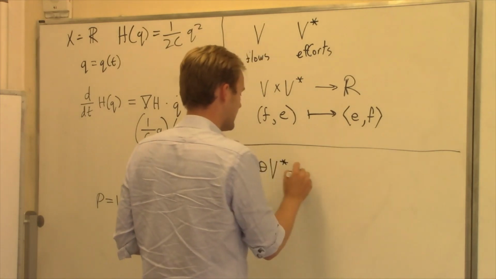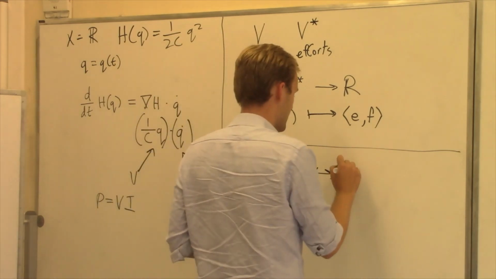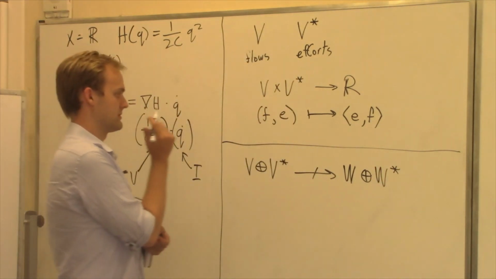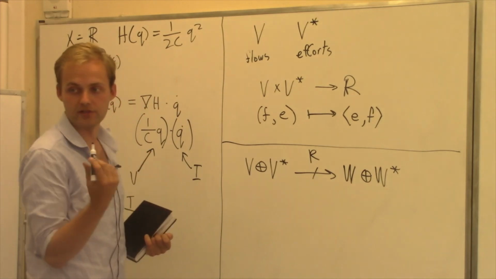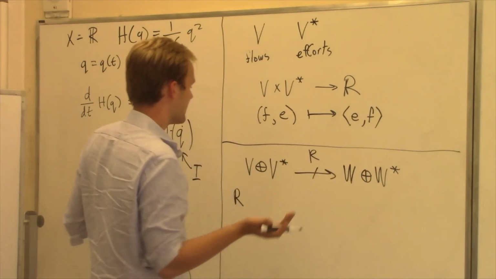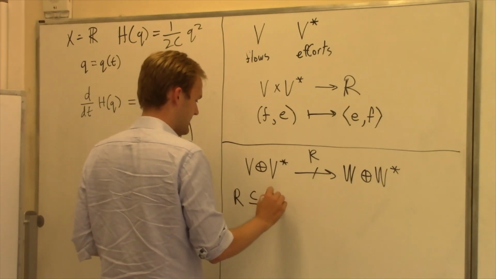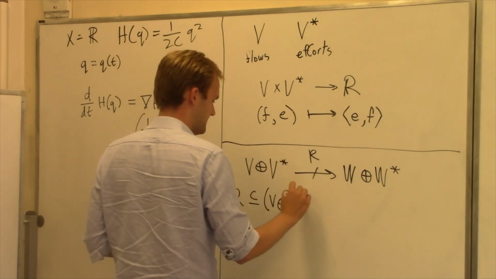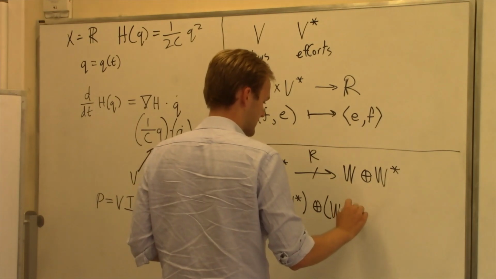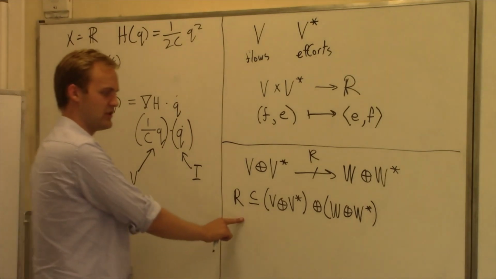And now we want some relation between flows and efforts over here and flows and efforts over here. So let's call this relation R. So what is R? Well, we want it to be linear because linear things are nice. So R is going to be a linear subspace of V direct product V dual, direct product W, direct product W dual. But not just any relation is going to work.